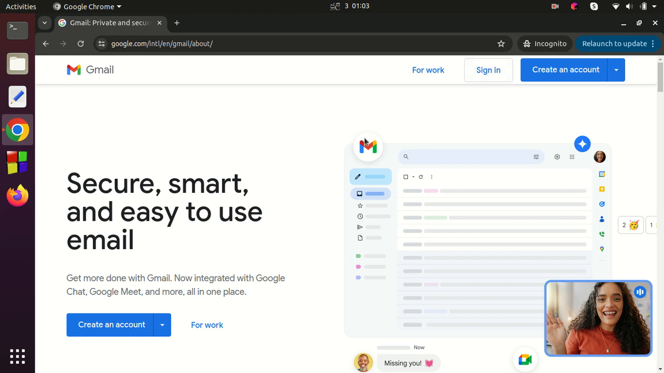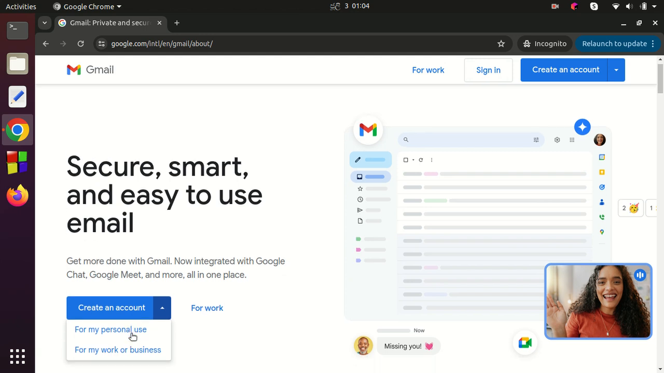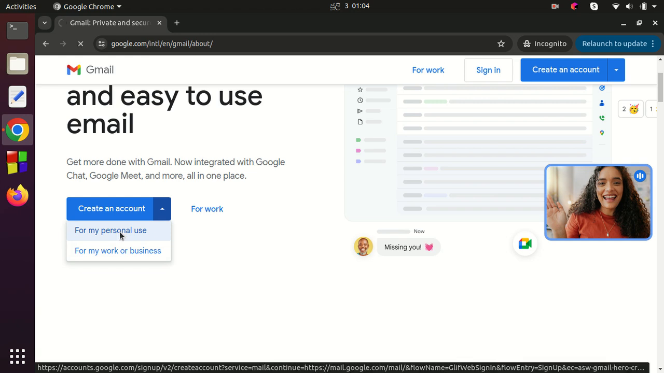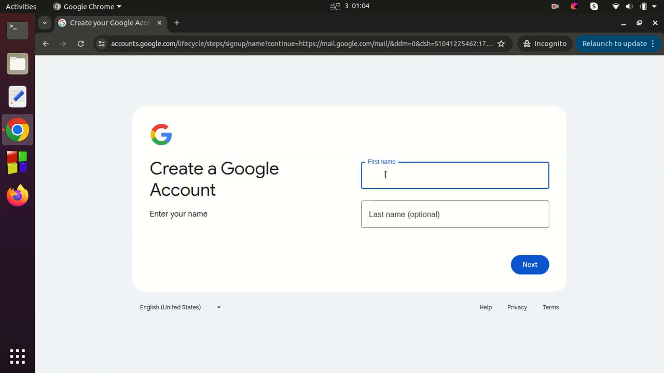Now you can see the create account link. Now you can see there are mainly two choices, first one personal account and second one business account. This time, I'm selecting personal account. Next, please fill in the following questions.